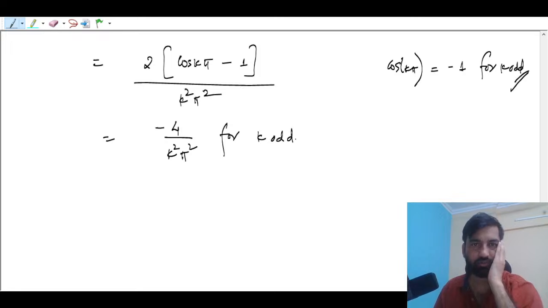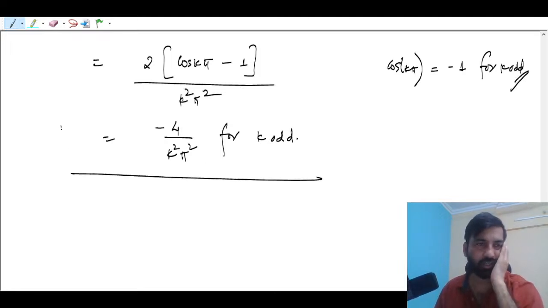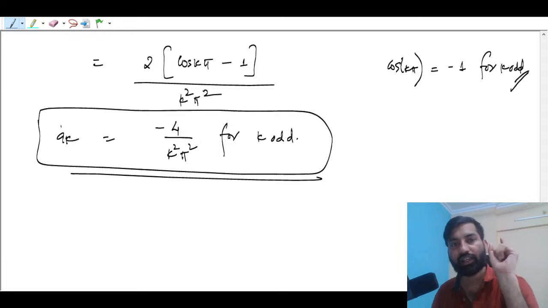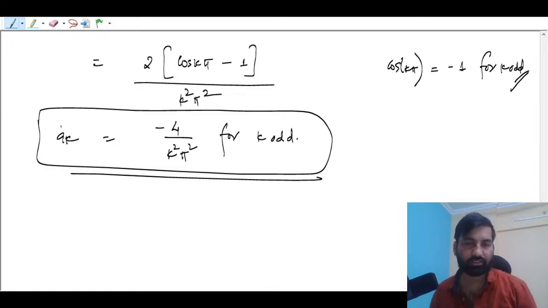k odd, right? So what has come here? ak has come, only for ak, right? For even harmonics it is going to be 0, right? That is also something you have to understand. What will remain in even harmonics? This will be 0. So the answer survives only for odd harmonics.